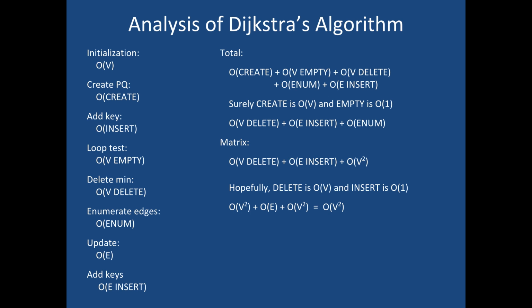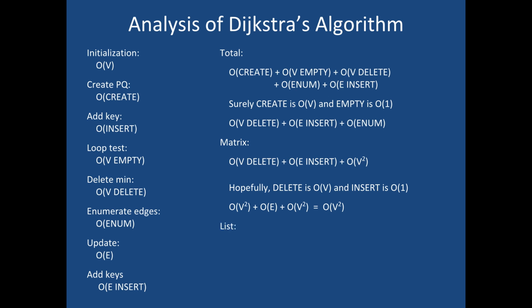So we would have V log V plus E log V plus V squared. So it would be O of V squared plus E log V. So in a dense matrix, it would be V squared log V. So oddly, a binary heap isn't the ideal data structure for Dijkstra's algorithm in the case of an adjacency matrix.